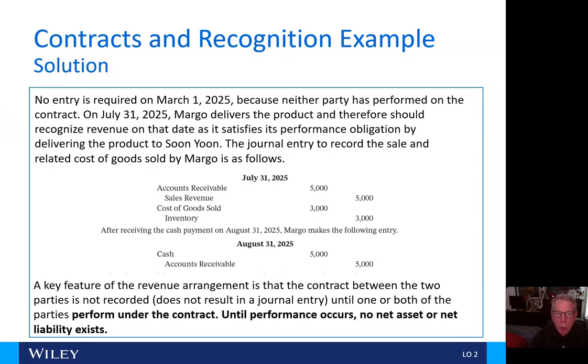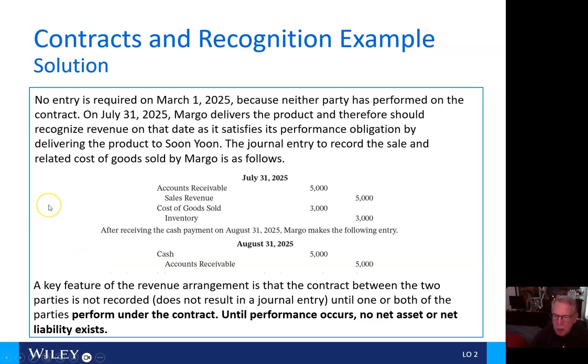The journal entry to record the sale and related cost of goods sold is as follows. So this is pretty standard. I think you'll remember. We'll debit accounts receivable and credit sales revenue for $5,000. We'll debit cost of goods sold and credit inventory for $3,000. After receiving the cash payment, then Margot makes the following entry by debiting cash and zeroing out its accounts receivable with a credit of $5,000.